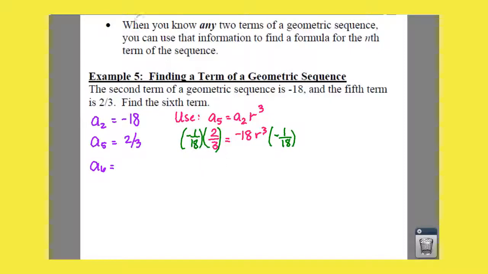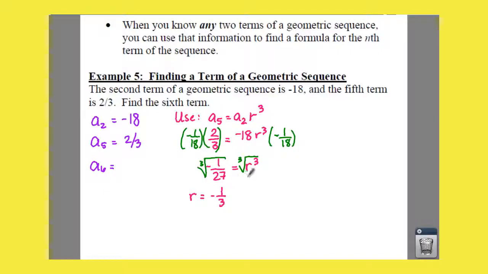And so you end up getting, well, those cancel. You get negative 1/27. Now that's not your ratio, that is your ratio cubed. So in order to get rid of a cube, well, we just take the cube root. The cube root of a negative 1 is just negative 1. The cube root of a 27 is just 3. So in this case, our r, our ratio, is a negative 1/3.